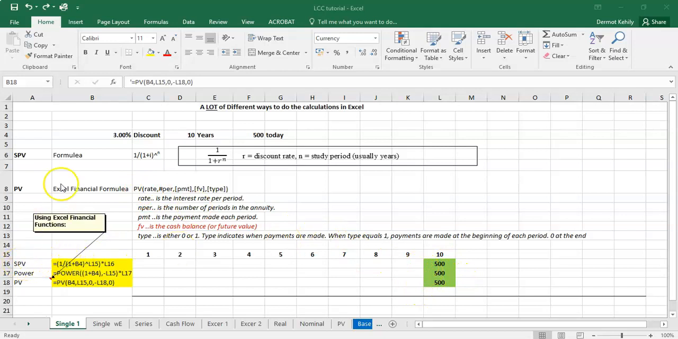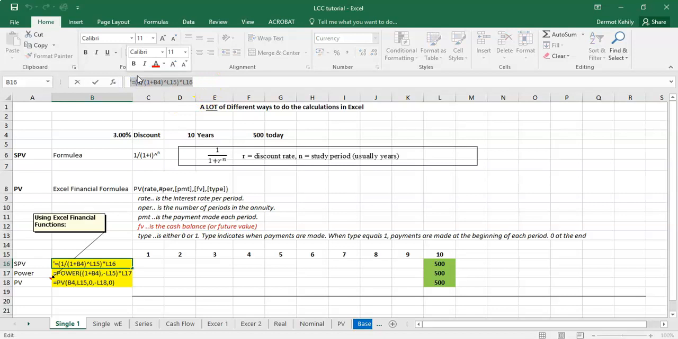Okay, so starting with what we did in class in the lecture, which is essentially just this calculation here, we're going to calculate the PV, the present value of that €500 using just this simple calculation here. So let's start with that. I'm going to click on the first cell and delete what's there. That's just going to show you the complete calculation.